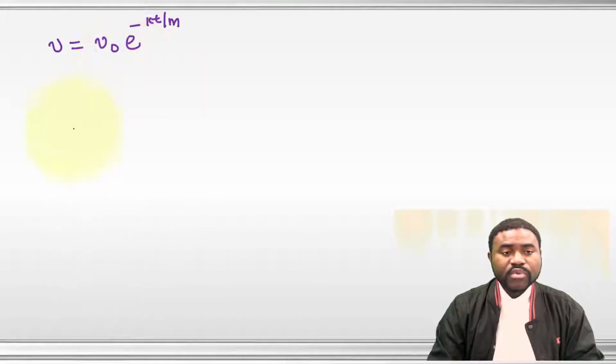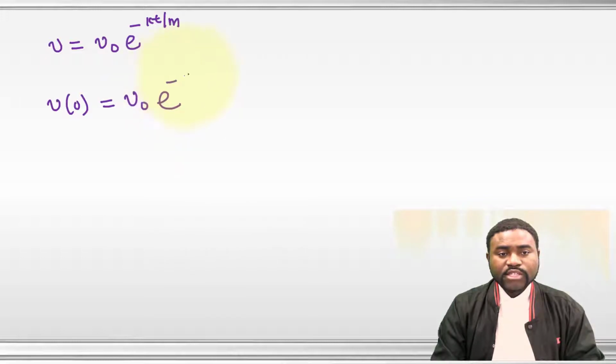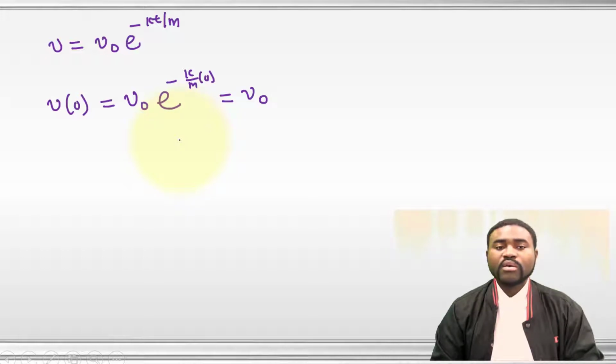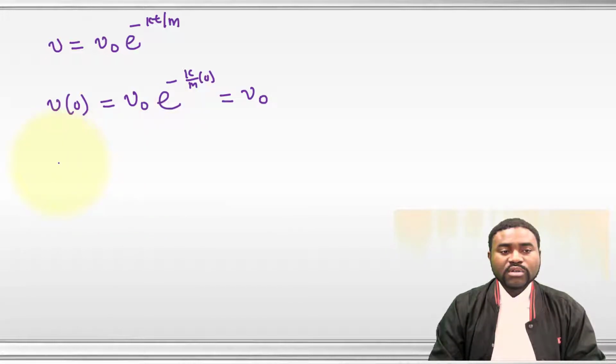Remember, v is equal to v naught e raised to the power negative kt divided by m. Now, what is the value at t equal to 0? At t equal to 0, this will be negative k over m multiplied by 0, and this will be equal to v naught, right? Now, what about v at infinity?